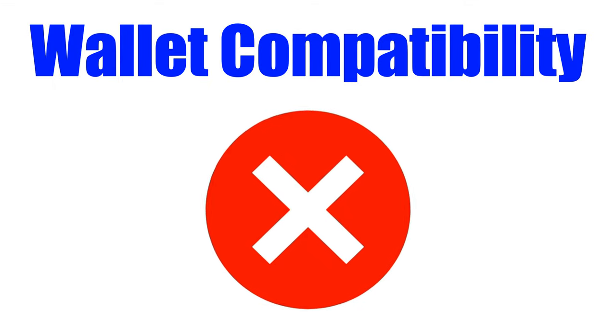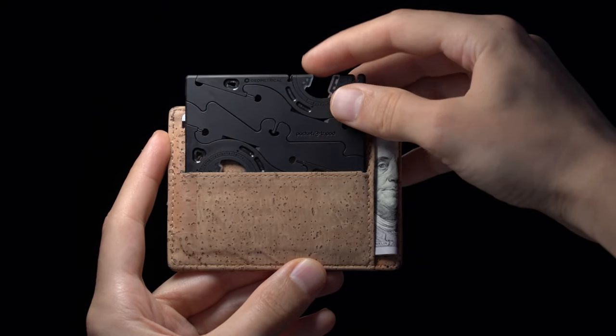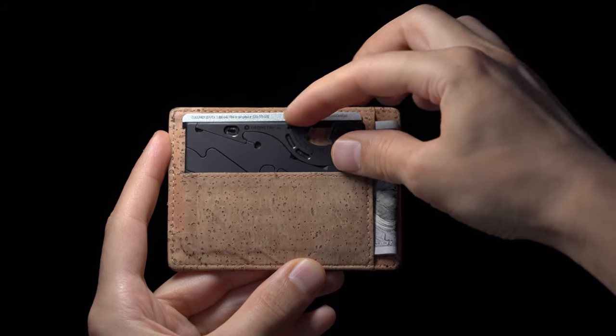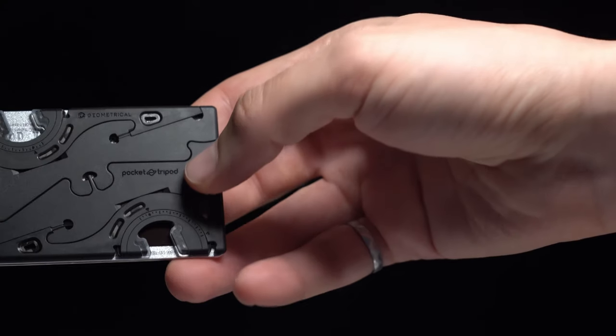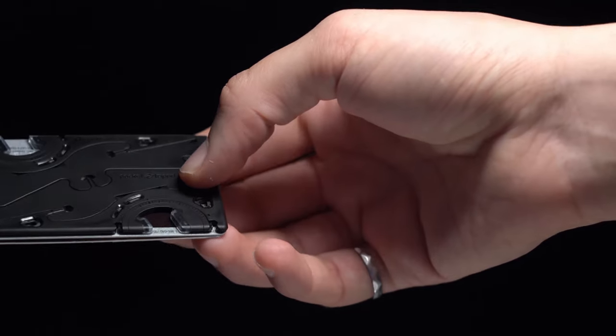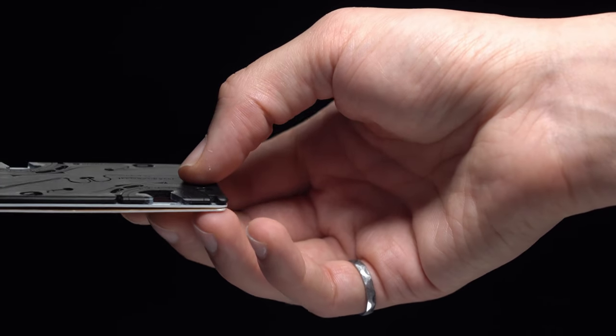Okay, let's check out the negatives of this phone tripod stand. Wallet compatibility. While the Pocket Tripod is designed to fit in a wallet like a credit card, its compatibility varies with different wallet designs and sizes. Some users might find it difficult to fit the tripod in a tightly packed or uniquely shaped wallet. The easiest way is to test this out before you get Pocket Tripod. Just put two credit cards together and try to fit them into the space in your wallet.